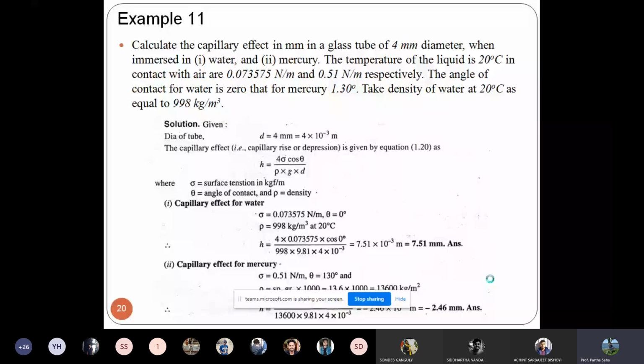Another most important factor to look into is that the sigma value for water and mercury are completely different. The sigma value for water is very small, whereas mercury's is higher. So let's move to some basic thermodynamic properties of fluids.